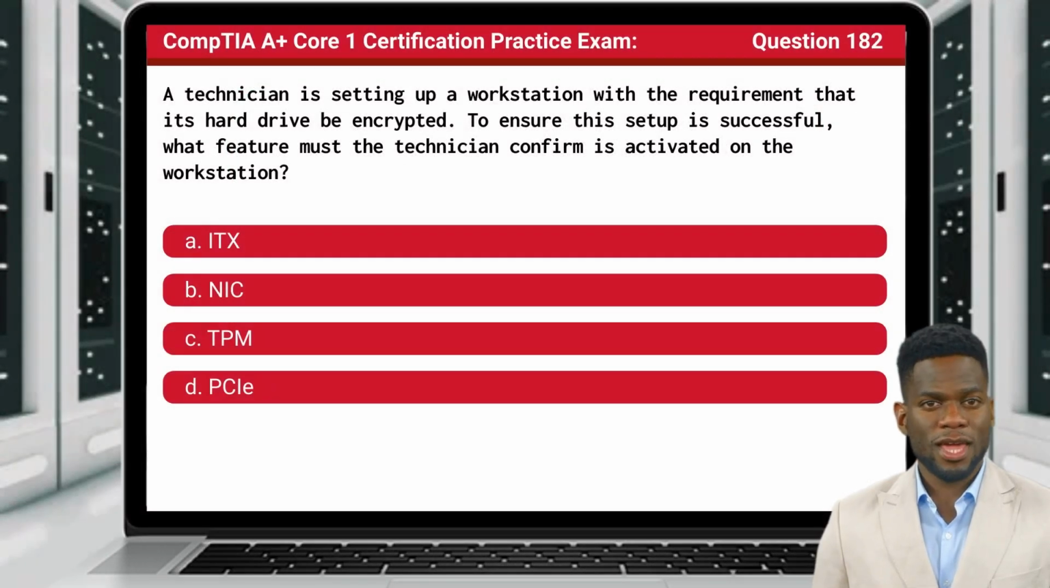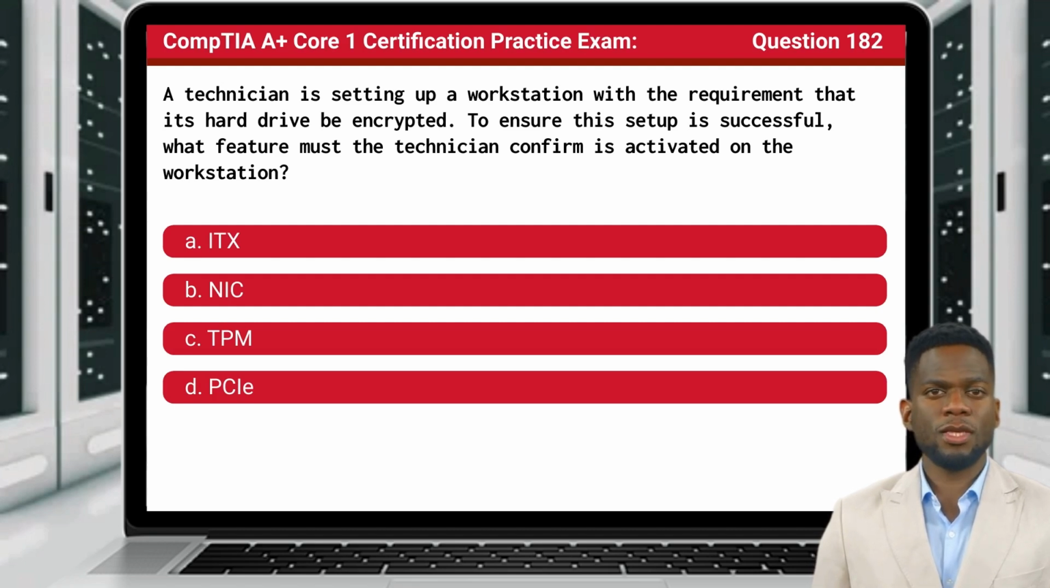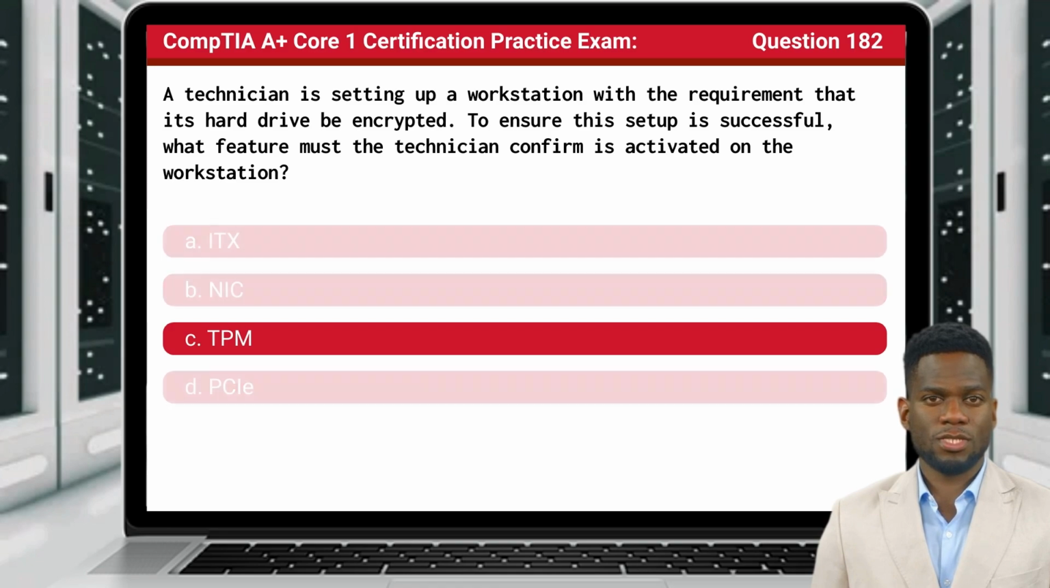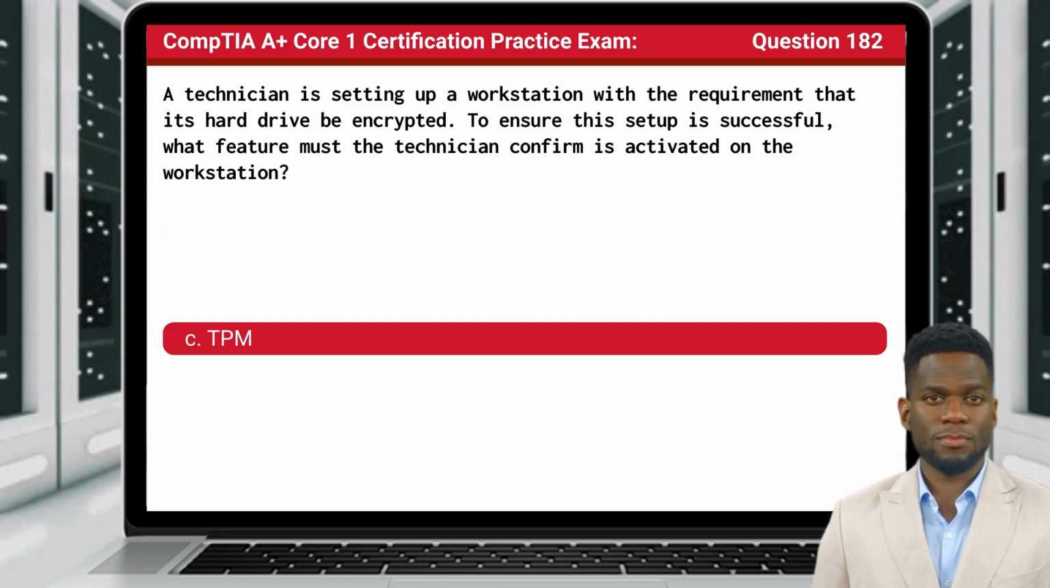Question 182. A technician is setting up a workstation with the requirement that its hard drive be encrypted. To ensure this setup is successful, what feature must the technician confirm is activated on the workstation? The answer is C, TPM.